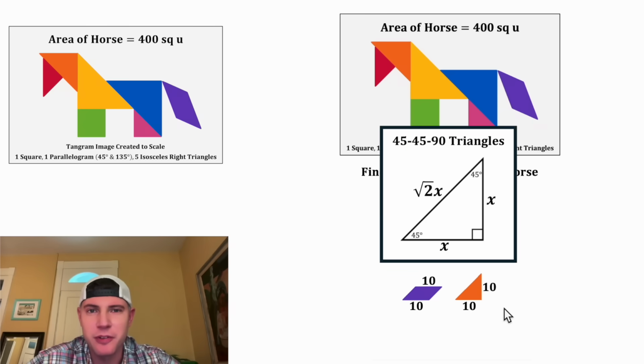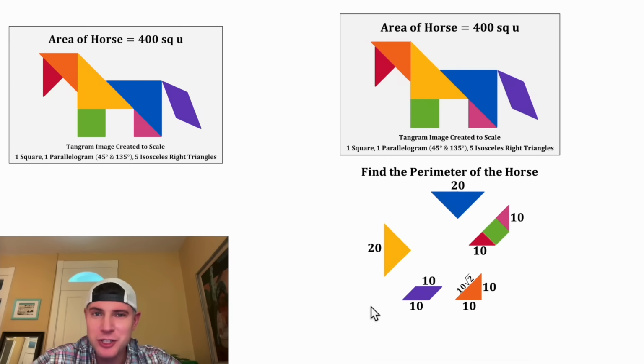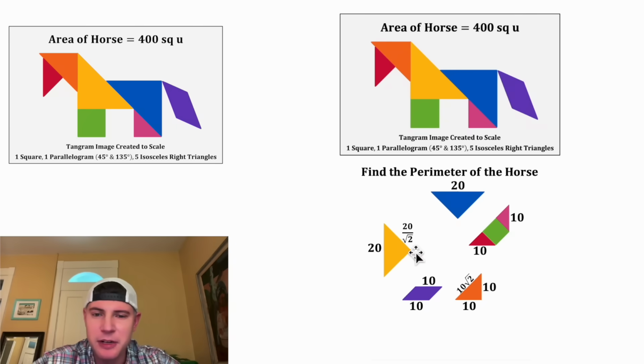In other words, a 45, 45, 90 triangle. That means that the hypotenuse is equal to square root of 2 times this side. So the hypotenuse is going to be equal to 10 root 2. And let's find some more of these. This is also a 45, 45, 90 triangle. Since we're given the hypotenuse, we want to divide by the square root of 2 to get this leg. And then we can rationalize the denominator by multiplying top and bottom by the square root of 2. In the denominator, the square root of 2 times the square root of 2 is equal to 2. And then 20 divided by 2 is equal to 10.